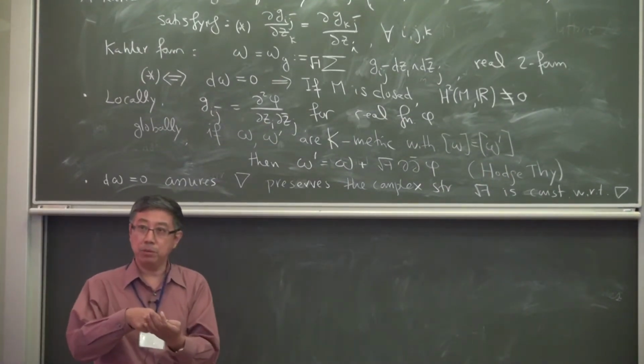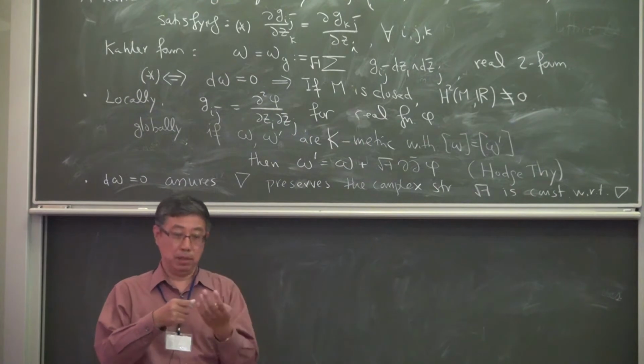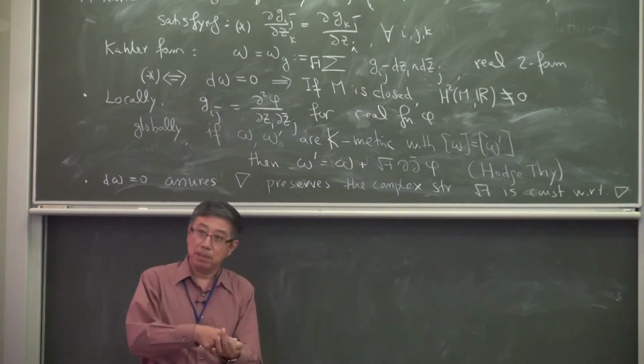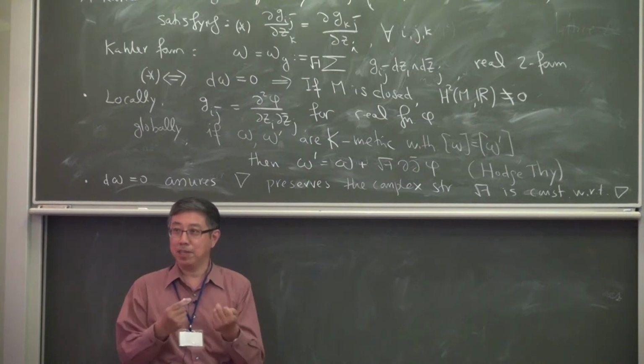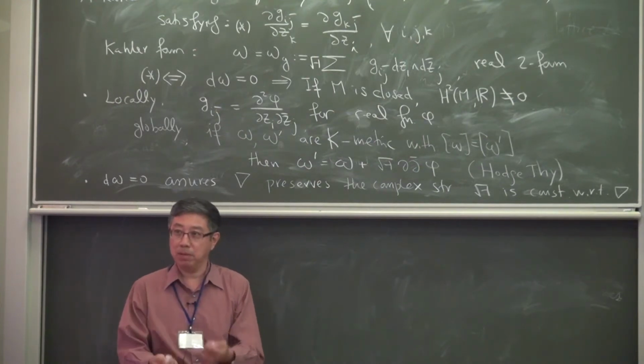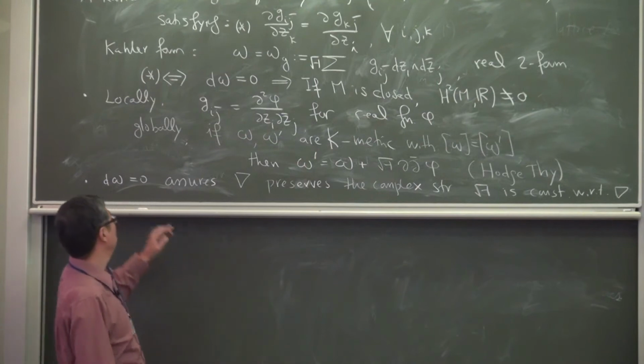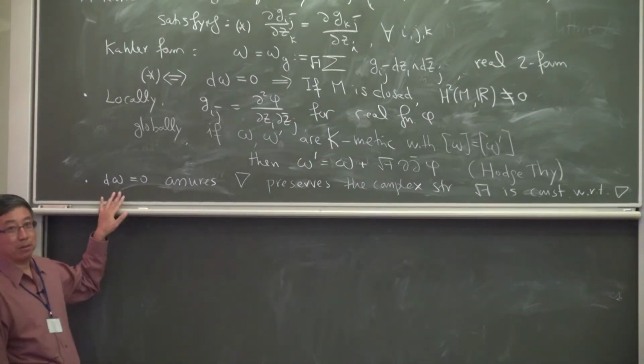Because you have three structures now. One is the Riemannian metric, the metric g here. One is a complex structure, and you also want the symmetry. So for these three conditions to be made possible simultaneously, you need this. This is equivalent to that.